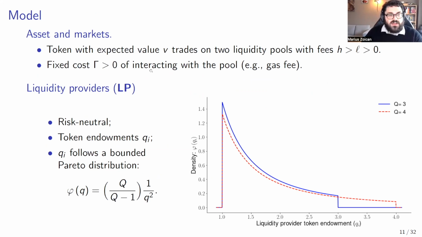And every time you're interacting with the pool, you have a fixed cost gamma, which you can think of as a gas fee, and empirically, that's exactly what it's going to be. Or you can think of it as any sort of fixed cost from liquidity provision, like developing the software, monitoring the position, etc. We're going to have a continuum of liquidity providers.